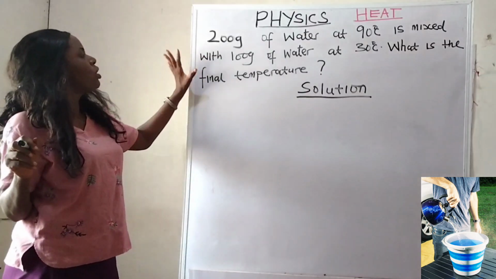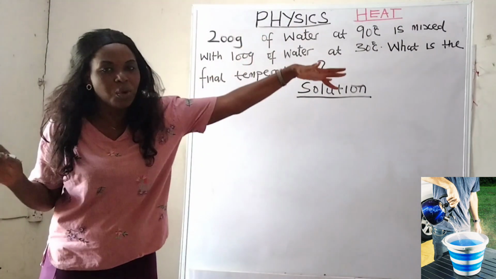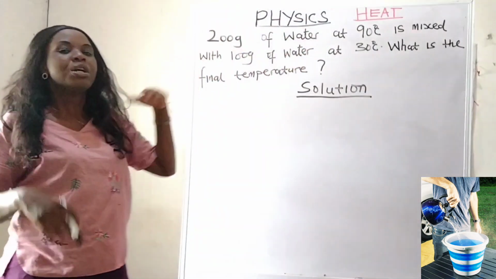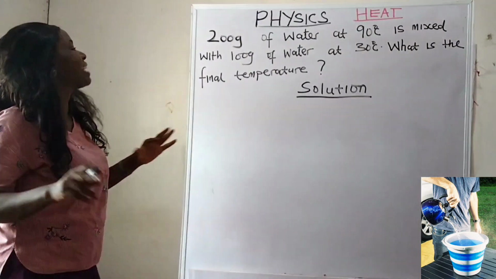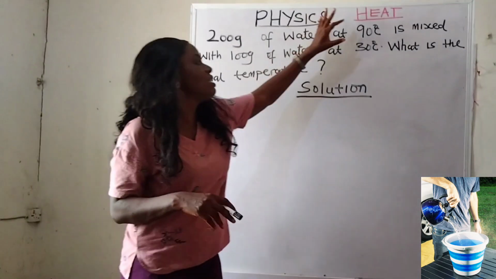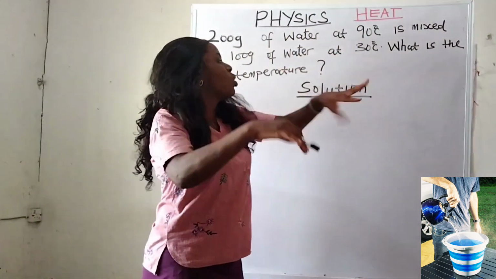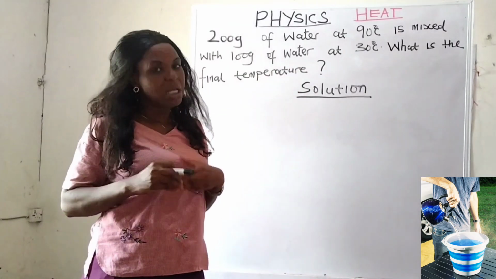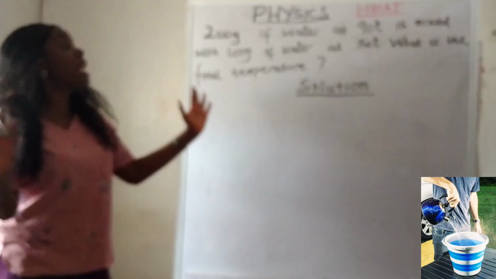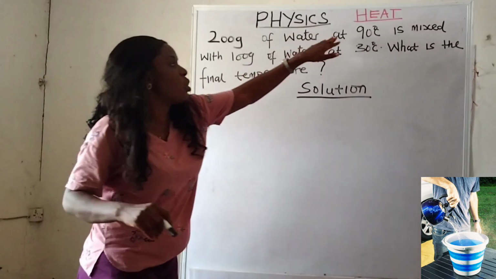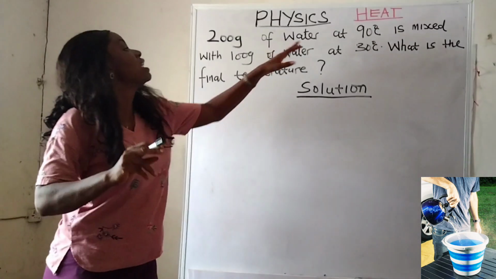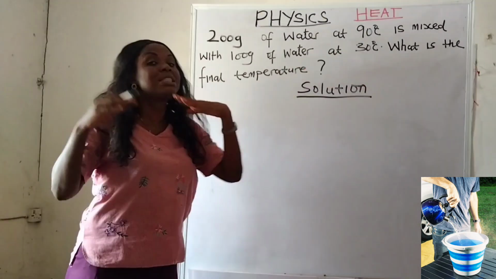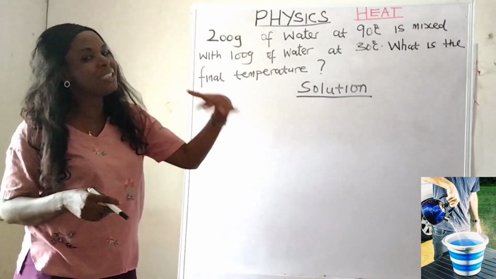What is happening on the board now is that heat energy is transferred from hot water to cold water. So what actually happened is that hot water at 90 degrees Celsius gave heat to cold water at 30 degrees Celsius, and the two of them become a mixture. But the fact is that the total amount of heat lost by this hot water is the total amount of heat gained by this cold water, which means heat loss is equal to heat gain.